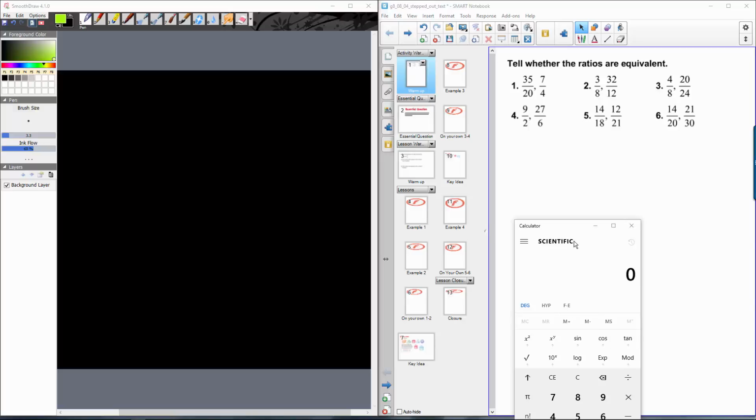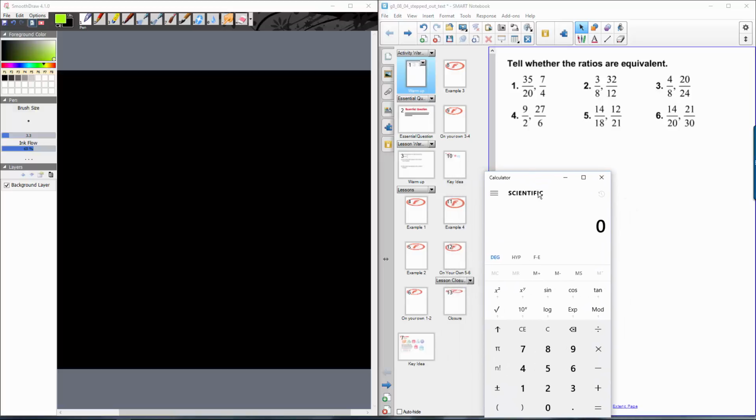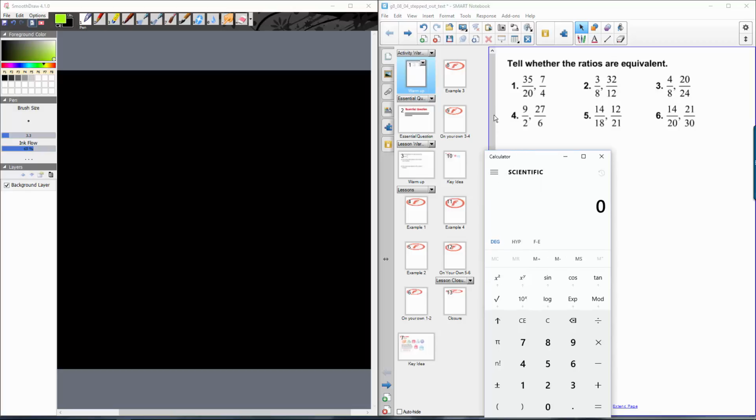All right, so this video will focus on 8.4, and the first thing says tell whether the ratios are equivalent. There's actually like 2 or 3 different ways you could do this. So the first one is you could take 35 divided by 20, and you get 1.75. You could also then take 7 divided by 4, and get 1.75. Therefore, these are equivalent. So that's one way you can do it, just divide them.